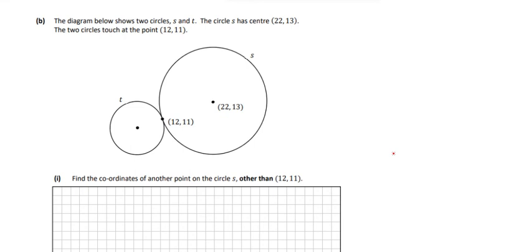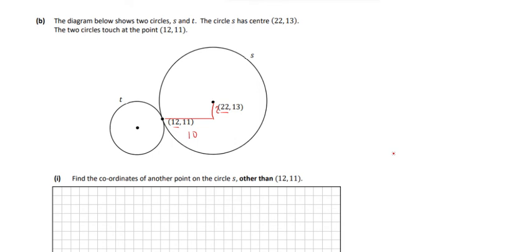If you think about it, to get from this point to this point, you have to go across. Think about how far you're going across. You're thinking about the x coordinates. So you've gone from 12 to 22, so you've gone across 10 there. And think about how far you've gone up. You're looking at the y coordinates, and you've gone from 11 to 13, so you've gone up 2. So I've gone across 10 and up 2 to get to the center from the point on the circle.